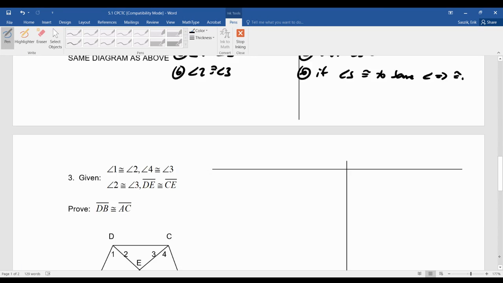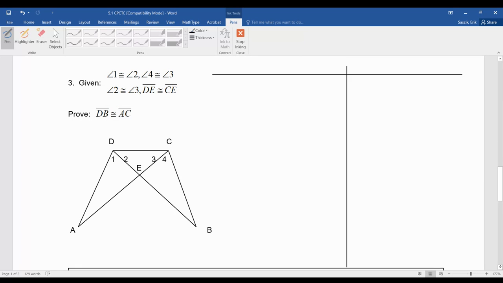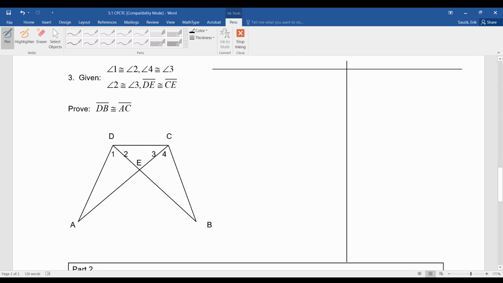Okay, now on the back, this gets a little bit more interesting. You gotta be careful. There's a lot of information here. Angle 1 congruent. So, I'm gonna mark angle 1 congruent to angle 2. Disappearing ink. Let's see if we can get this to work again.